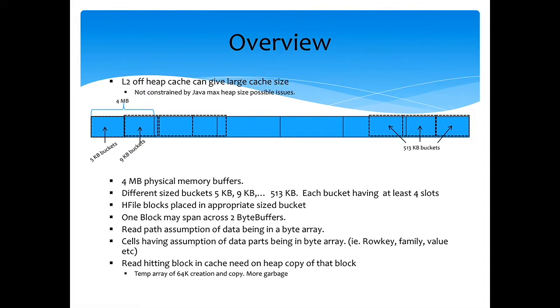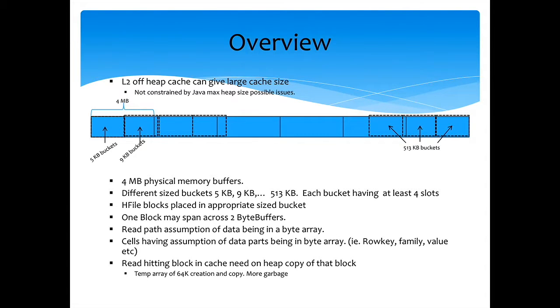Coming to the overview part, we all know that there is an L1 cache and an L2 cache in HBase. L1 cache is nothing but an LRU on-heap memory structure where we keep the HFile blocks and evict them as per the need. L2 we also call the bucket cache, which has different modes: the actual data can be on-heap, off-heap, or in a file. As we are speaking about the off-heaping work, I will touch only the off-heap area.